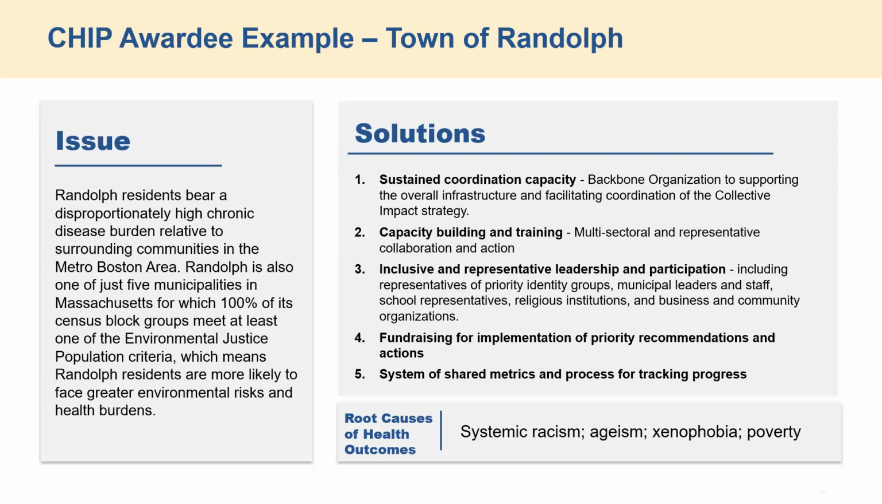And this is just an example of how you might take some challenges you're having in community to create an assessment and implementation process. So within Randolph, it's a community that is disproportionately affected by chronic disease. It's also one of 5 municipalities in Mass for which 100% of its census block groups meet at least one of the environmental justice population criteria, in which they have greater risk for environmental risks and burdens.